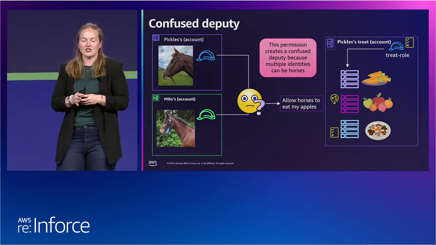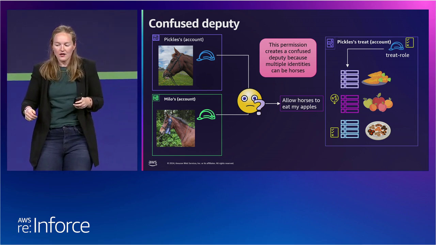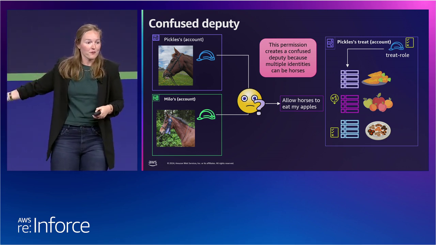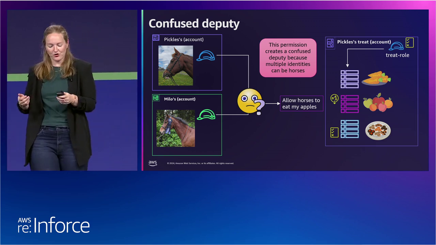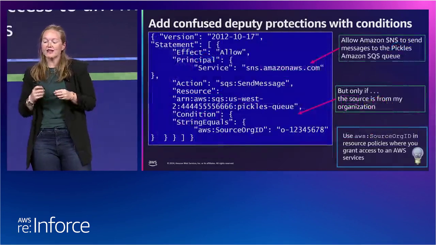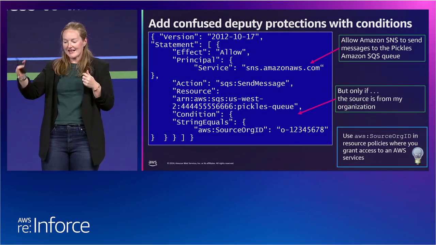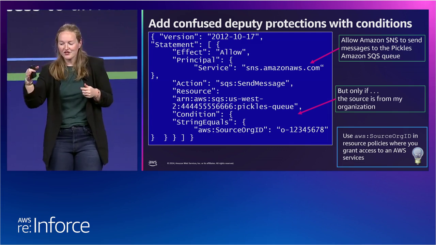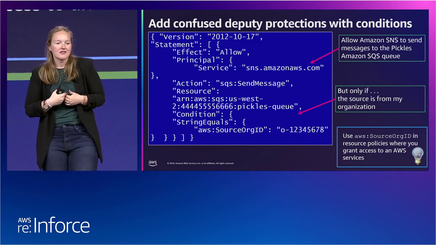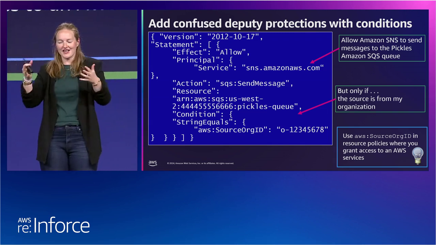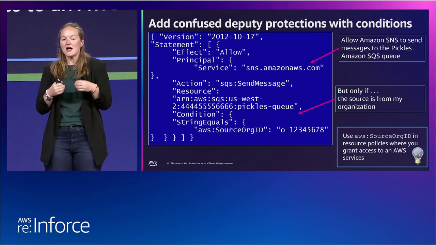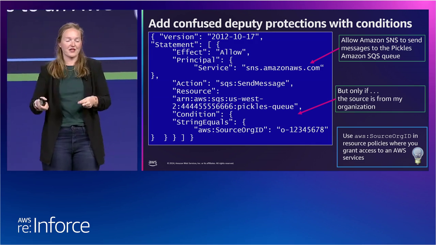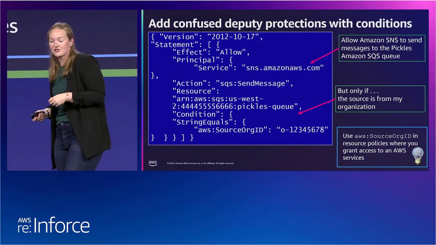So if I have a policy that just says, allow horses to eat my apples, well, it could be Pickles, or it could be another random horse named Milo from another barn, right? And so you want to make sure that you put in the right protections. The way to do that, you see this says allow SNS to send messages to this topic, but only if the source org ID is from my org. So if horses were an SNS service, you can take that example and do it. But you want to make sure that if you're granting access to an AWS service, it is actually coming from within your organization or an account that you trust. You can also use source account.